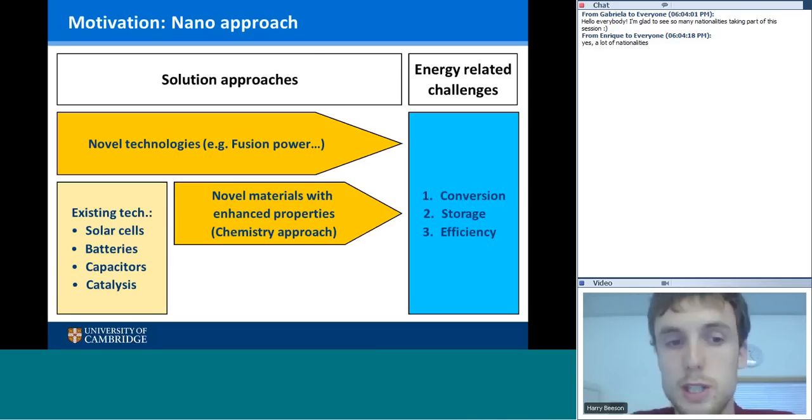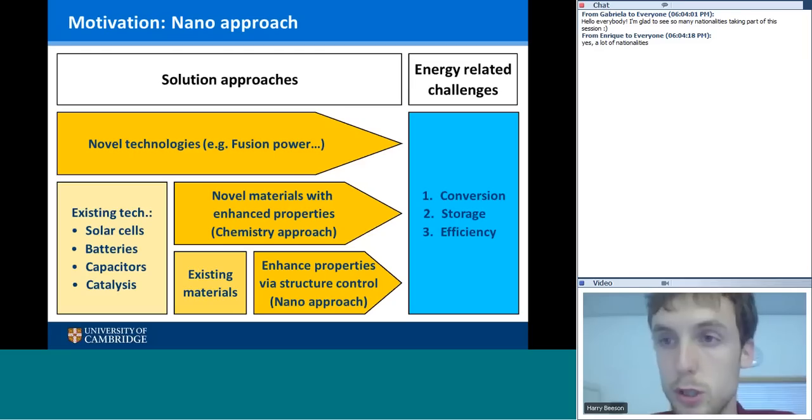Alternatively, you could take existing technologies, such as, as I said, solar cells or batteries, and try to synthesize new materials to incorporate into these existing technologies to make them work better. You might think of that as a chemistry or materials approach. What we use here is more of the nano approach, where we're taking existing technologies and existing materials, but trying to structure them on a nanoscale, a very small scale, in order to improve the technologies. So how does this actually work?